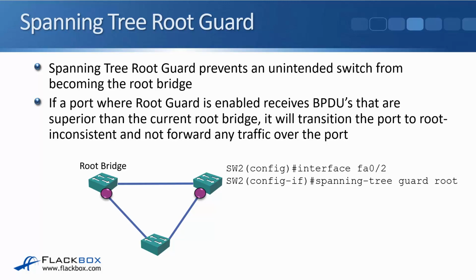So in the example on the slide here, we've got our root bridge up in the top left. This is the one that we want to remain the root bridge. And what we do is on the port here and the port here, we configure spanning-tree guard root so that if the switch at the bottom starts sending out superior BPDUs, they are not going to be accepted, and the port that is connected to that switch is going to be transitioned to root inconsistent, basically shutting the port down. Okay, that was everything to tell you for spanning tree.